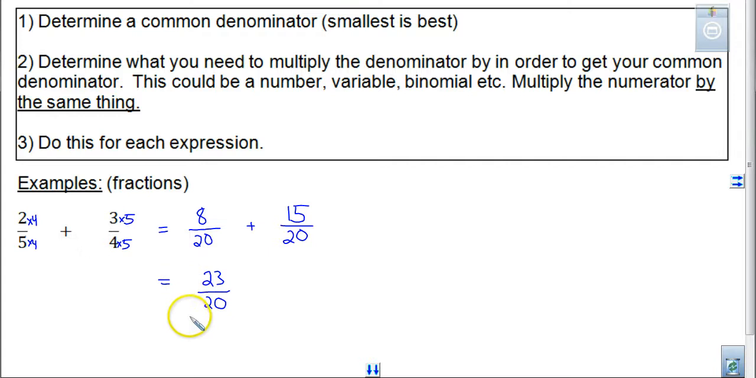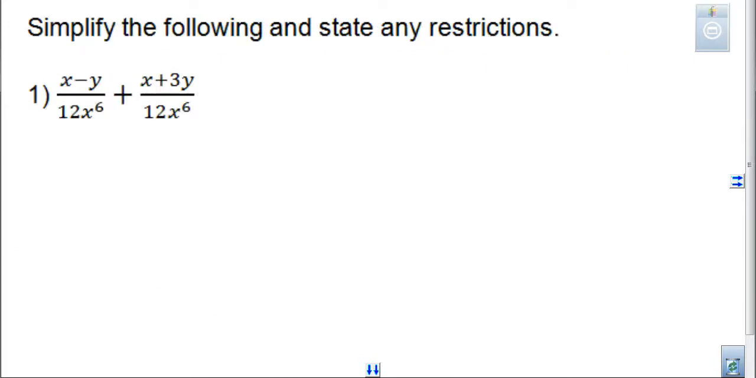Now, I'm not going to worry about right now putting that into a mixed fraction. Improper fractions are okay for now. But I am going to check to see if I can reduce this. But there is no number that can divide 23 and 20, so I'm going to have to leave it like this. Alright, so putting this to use for rational expressions. So (x - y) over 12x^6 plus (x + 3y) over 12x^6. We want to put those together, and we also want to state our restrictions at the end.